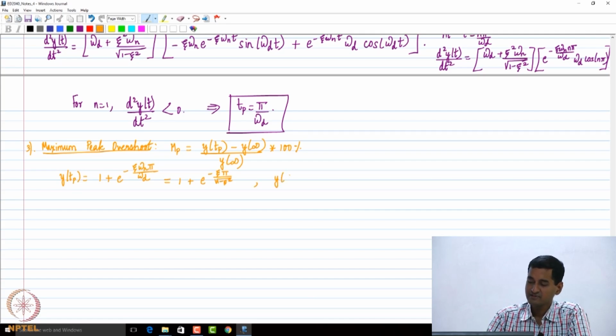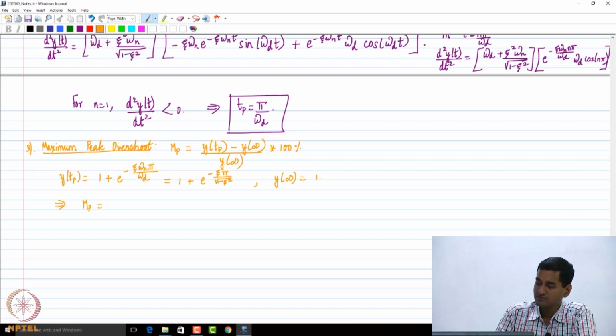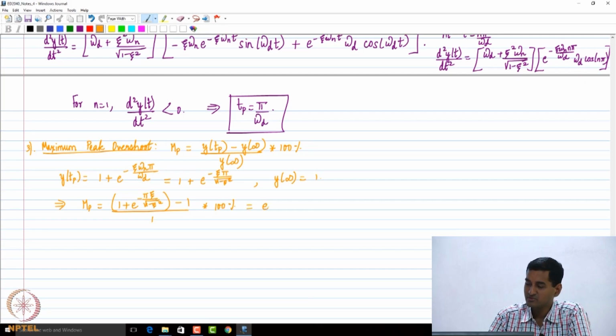In this case, y at infinity is 1. So what will I have? I have the maximum peak overshoot equal to 1 plus e power minus pi zeta divided by square root of 1 minus zeta square, that's y at Tp, minus 1, divided by 1, multiplied by 100%. So maximum peak overshoot will be e power minus zeta pi divided by square root of 1 minus zeta square times 100%.